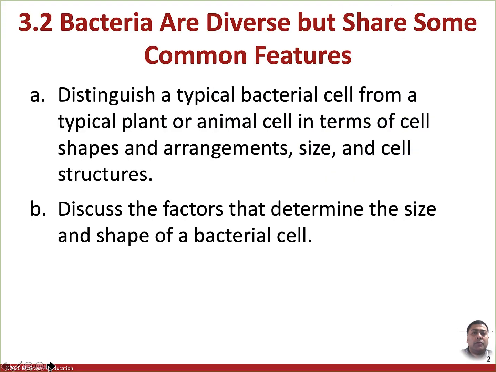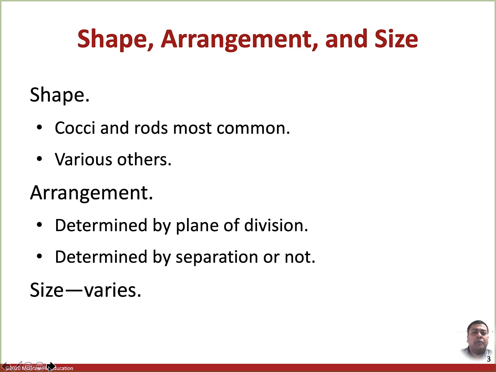So in 3.2, the bacteria are diverse but share some common features. What we are going to do is look at the shape, arrangement, and size. The shapes, cocci and rods, are the most common, and cocci are spherical. Rods are the bacillus, which is elongated, and there are various others. The arrangement is determined by the plane of division. If they divide in one plane, they will form chains. If they divide in many different planes, they will form clusters, and so on. And the size also varies.